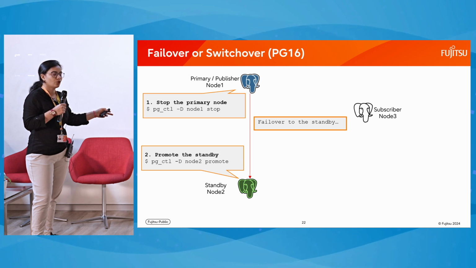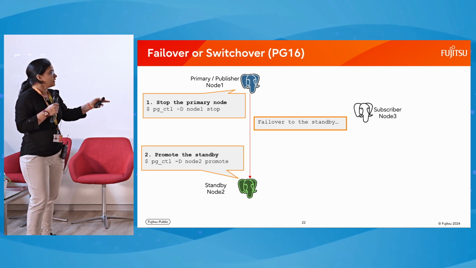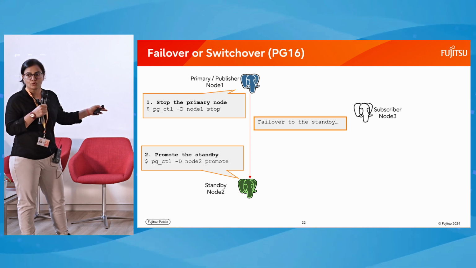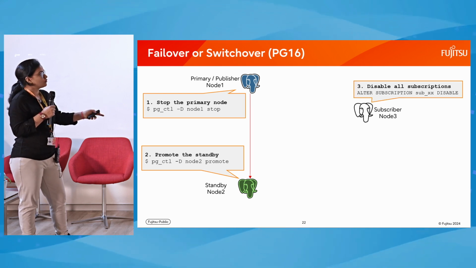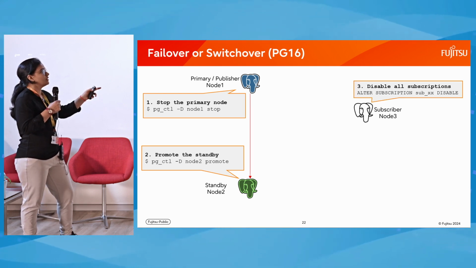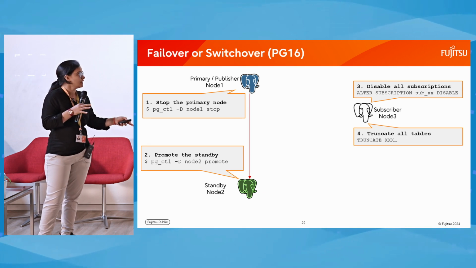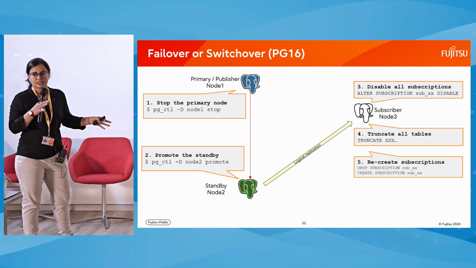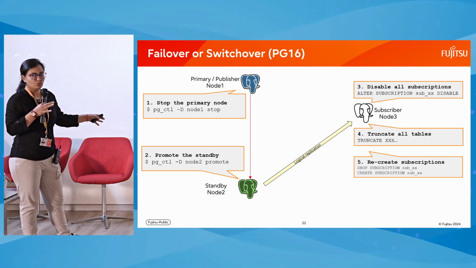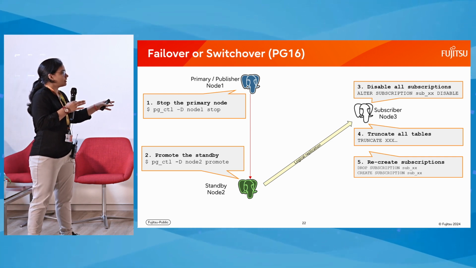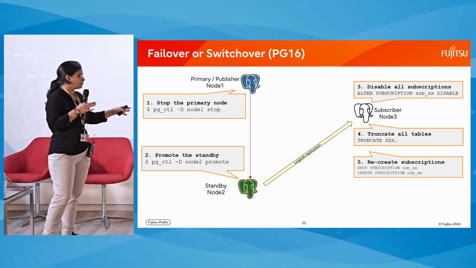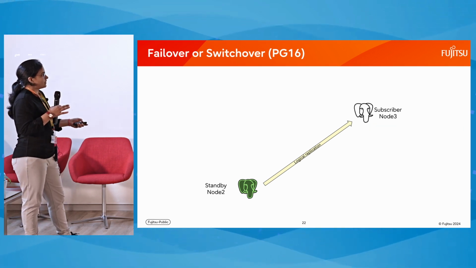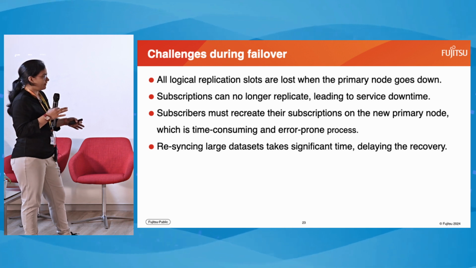So once this node 2 is promoted to new primary, the subscriber has to set up its logical replication from this new node, and to do that it has to follow some steps, which is first disable all subscriptions, then truncate all the tables, and then recreate all the subscriptions from the node 2. So then only a logical replication will be started from the promoted node, that is new primary. So this is the process till now for when failover happens.